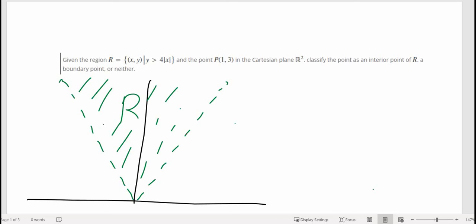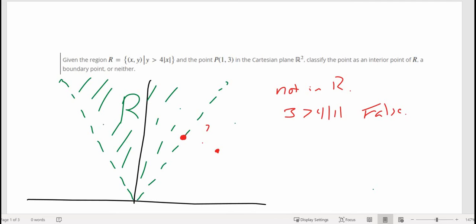But it's easy to tell that it's not in R, because it doesn't satisfy that inequality, right? If we tried that, we would have 3 is greater than 4 times the absolute value of 1, which is false, because 3 is certainly not greater than 4. So it either has to be right here on the edge or it has to be out here somewhere. It's one of those two.